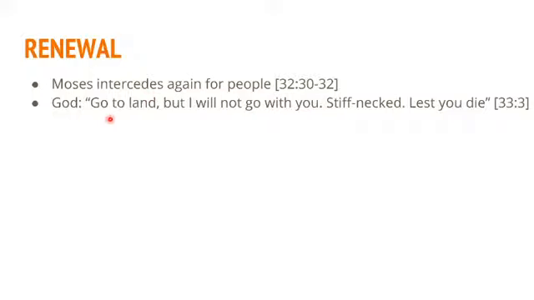And God says, however, go to the land. However, I'm not going to go with you. I'm speaking to the people in general here. Because you all are stiff-necked, obviously, because of the quick disobedience that they did. It simply means you all are hardened; that's how we use that terminology today. You are hardened people, stiff-necked. And if I go along with you, you are going to die. I'm going to end up killing you all.